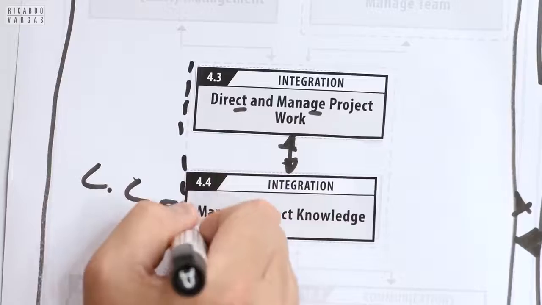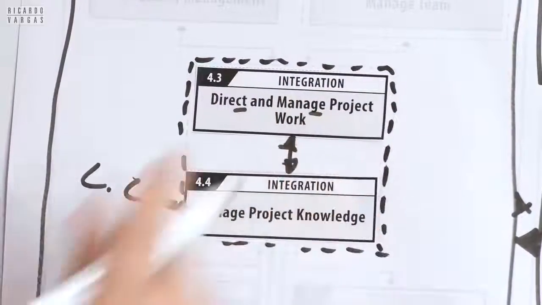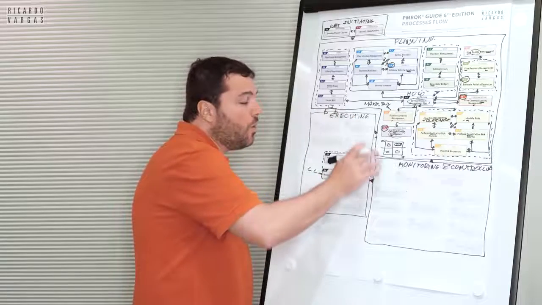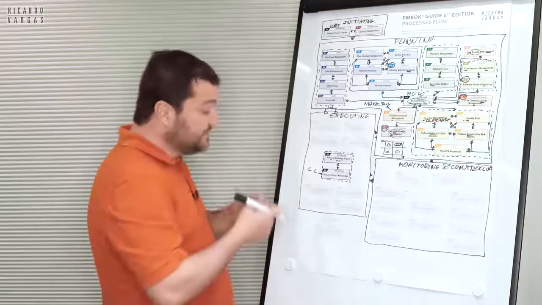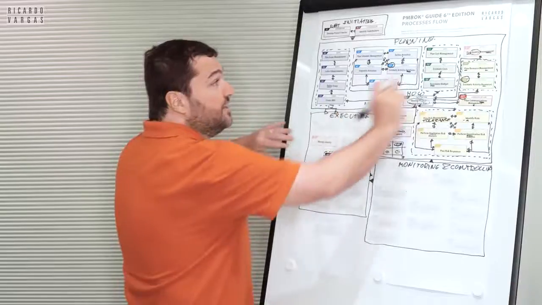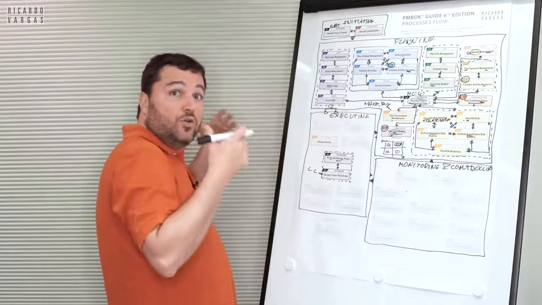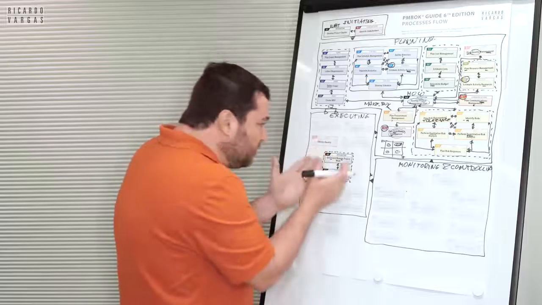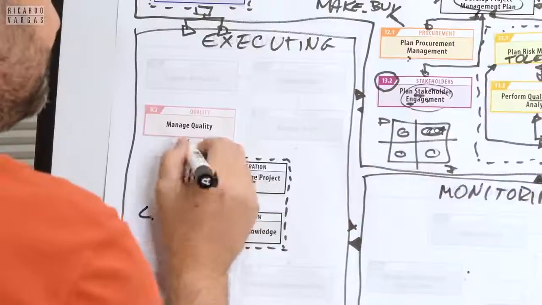So these two processes are the two central processes of the execution. But these two processes are supported by all these other processes. Let's see them. The first one is manage quality. Remember one thing. Here, plan quality: here you are setting how your quality will be. Here you are managing: are the results that I'm getting reasonable in terms of quality?